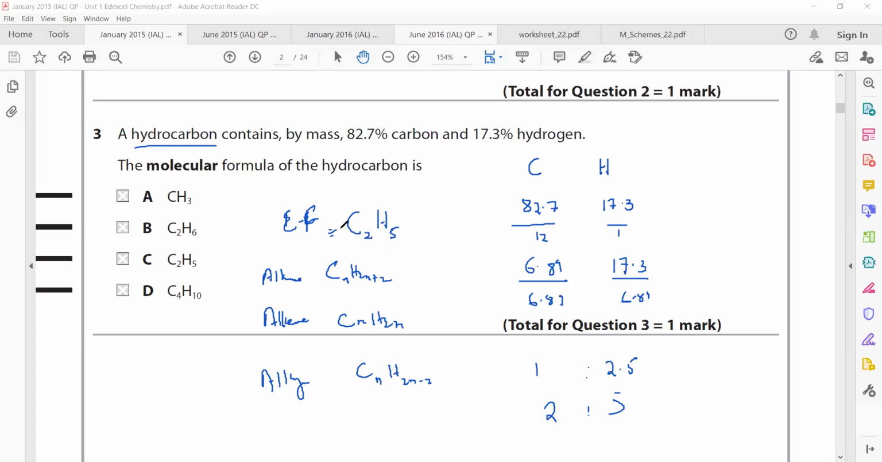So the empirical formula and molecular formula cannot be the same here. Why can they not be the same? Because C2H5 does not match any general formula of hydrocarbon: alkane, alkene, or alkyne. So it means it cannot be C2H5. Then it should be a multiple of that. So what is a multiple of 2 and 5? Multiply by any number. Which option? In option D, if we multiply both of them by 2, it will be C4H10. So C4H10 is a multiple of the empirical formula. So D is the right answer for this.